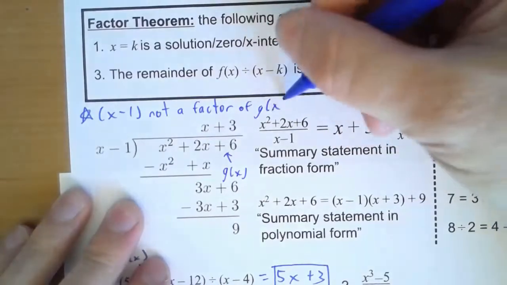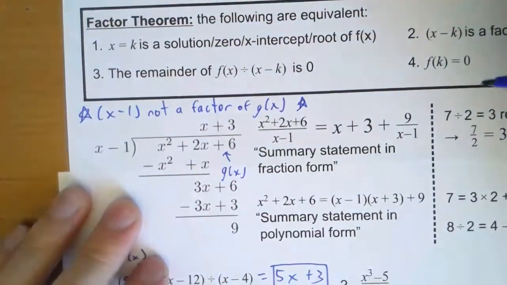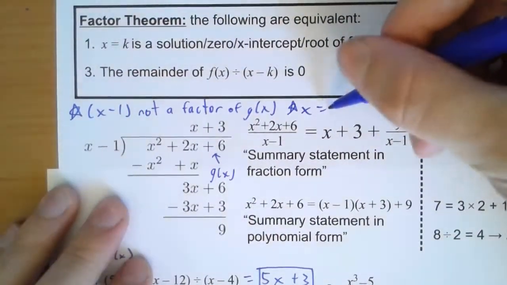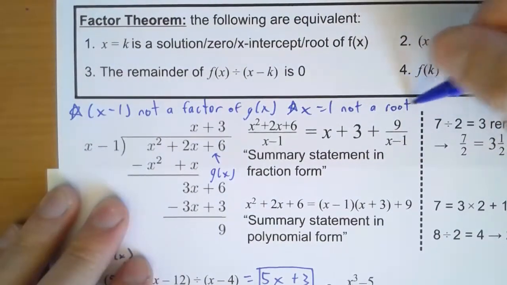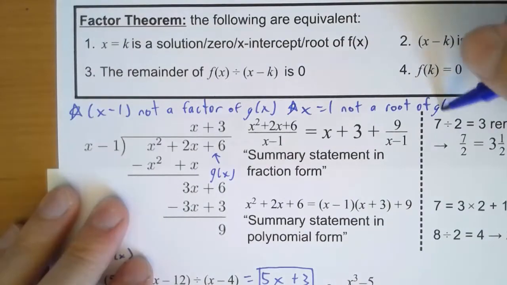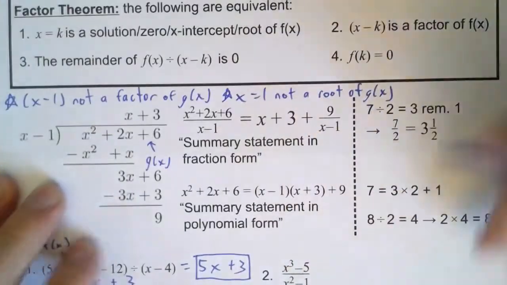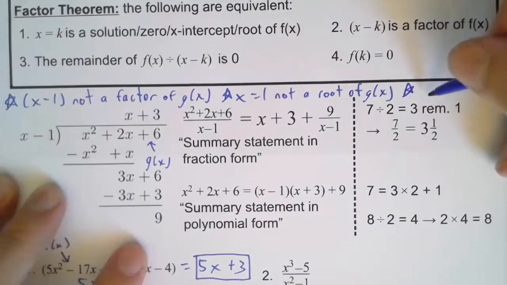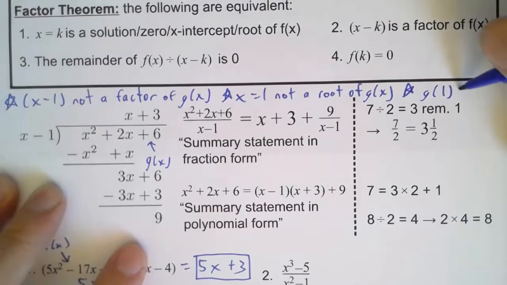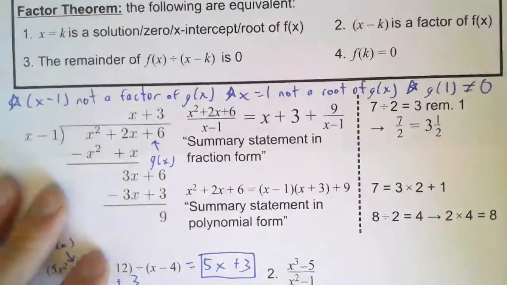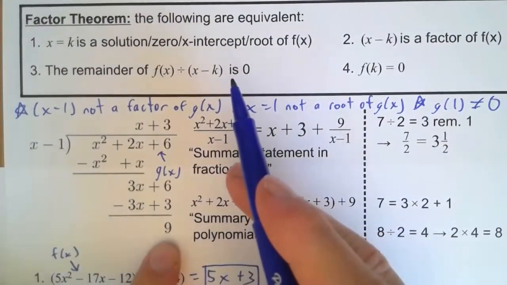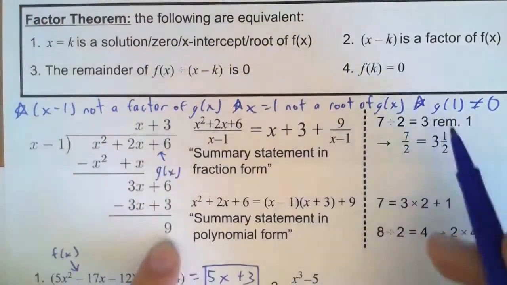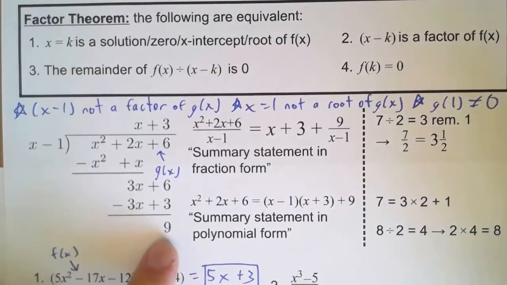Well, if x minus 1 is not a factor of g of x, that means x equals 1 is not a root of g of x. And if it's not a root, that means when you plug it in, you don't get 0. All right? Again, because one of these wasn't true, because the remainder wasn't 0, all of these other statements had to not be true.